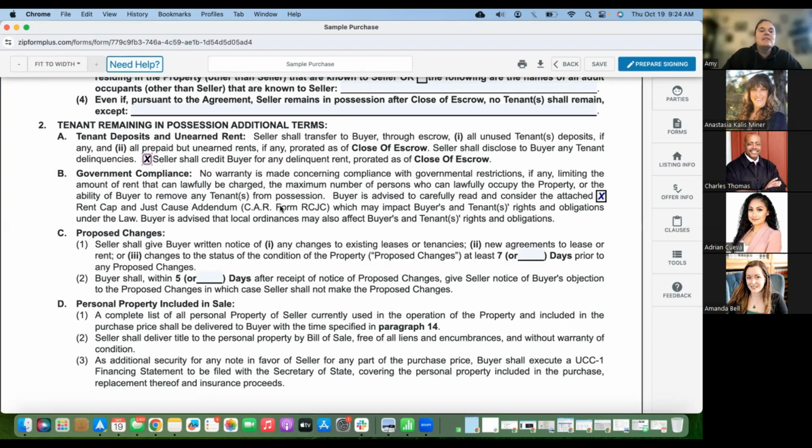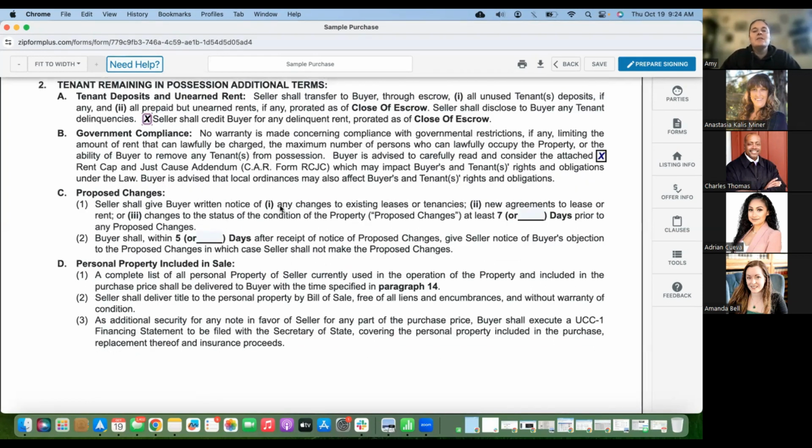Proposed changes: seller shall give buyer written notice of any existing leases or tenancies, new agreements to lease or rent, or changes to the status of the condition of the property. Proposed changes, at least it defaults to 7 days prior to any proposed changes. Okay. And then C2 is buyer shall within 5 days after receipt of notice of proposed changes, give seller notice of buyer's objection to the proposed changes, in which case seller shall not make the proposed changes.